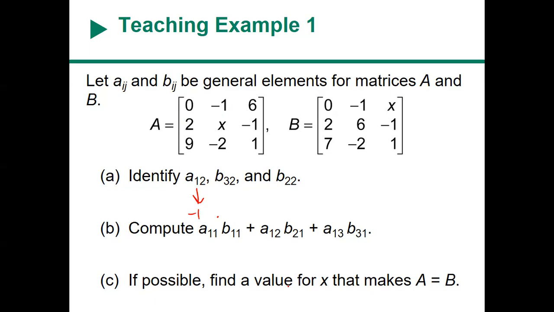What about B32? It's going to be -2 because it's in row 3, column 2. Remember, it's RC Cola, always the row, then the column. Okay, B22. It's going to be 6, row 2, column 2. And that makes it 6.